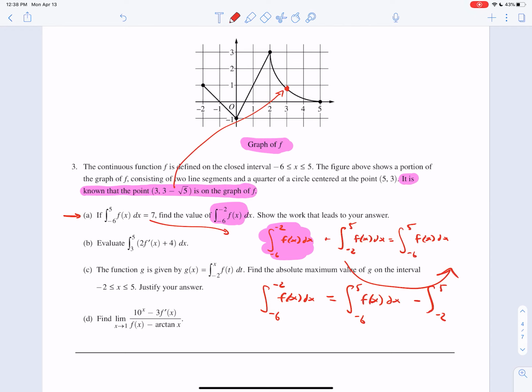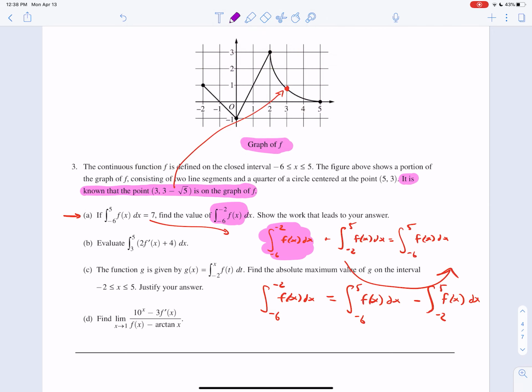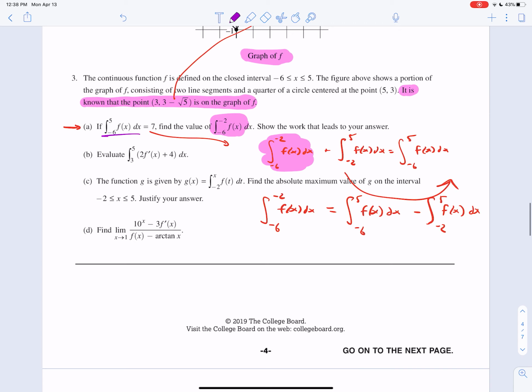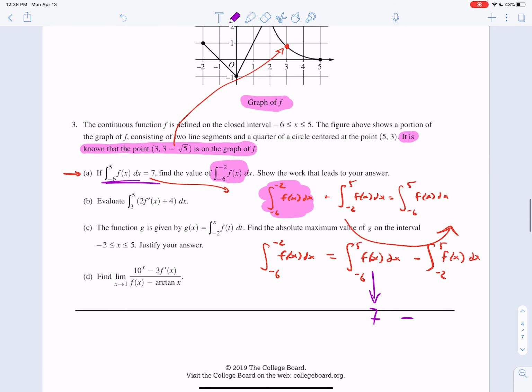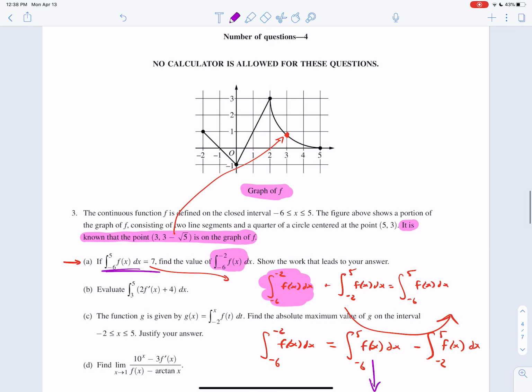Wait, did I do this right? Yeah, it looks good. Okay. So what do I know? I know that the integral from negative 6 to 5 is given right here as 7. So this is just 7 minus whatever that is. So the integral of f from negative 2 to 5 is basically this. I'm going to color it in.